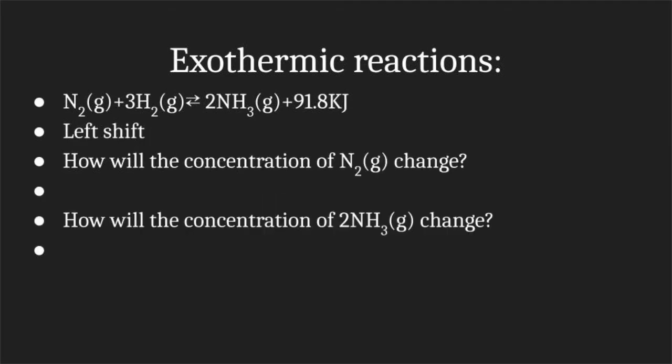If there is a left shift, how will that affect the concentration of the N2 and the 2NH3? Well, remember when we have a left shift, we favor or make more of the reactants. So here we would decrease the amount of products and make more reactants. N2 is a reactant, so its concentration will increase. And 2NH3 is a product, so its concentration will decrease if there is a left shift.